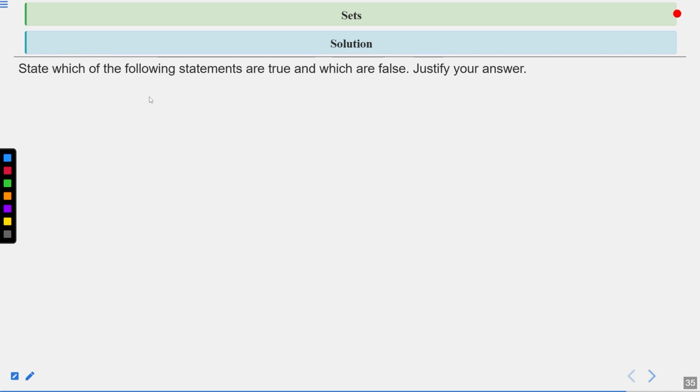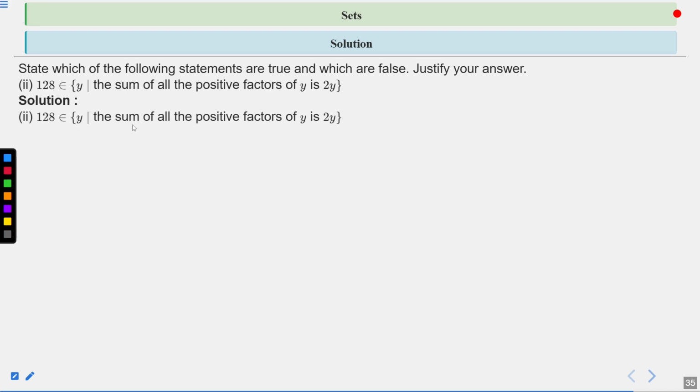part, second. So statement second says 128 belongs to the collection. Collection is y such that the sum of all positive factors of y is 2y. So solution. Starting with analyzing this number, is this satisfying the condition? If it belongs to the set, then it must satisfy the condition. So first of all, list out all the positive factors of 128. So 1, 2, 4, 8, 16, 32, 64, 128.